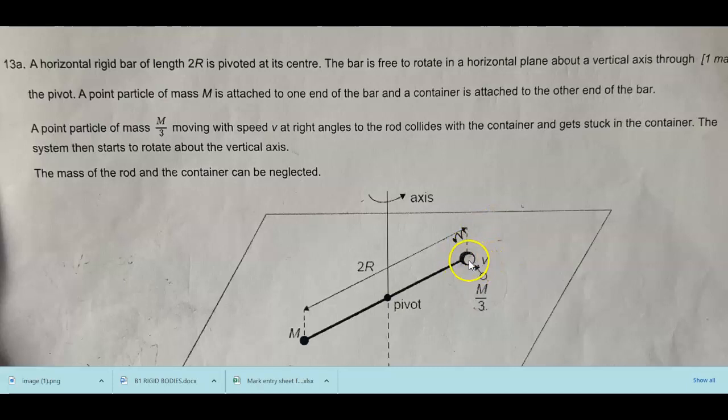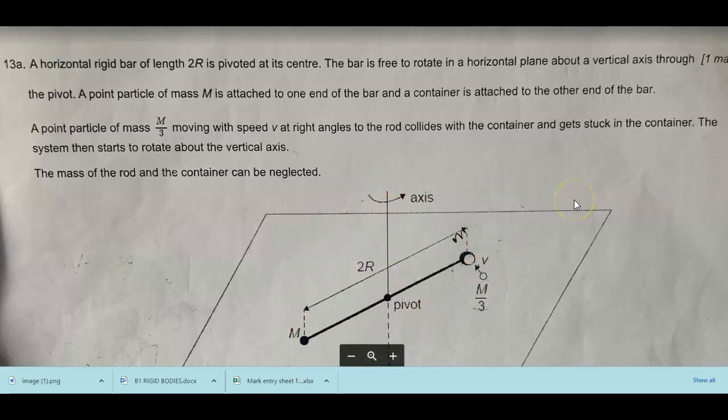Initially, there is a point particle moving at a velocity of v, which is linear velocity, and the mass of the point particle, represented by this white circle, is equal to m over 3. Now, after some time, this particle collides with the container and gets stuck. After the collision, obviously it's an inelastic collision because these masses get stuck together. The system starts to rotate through the vertical axis.